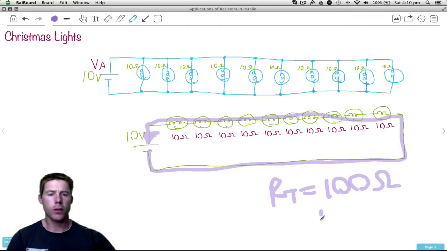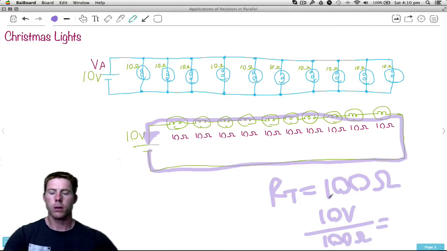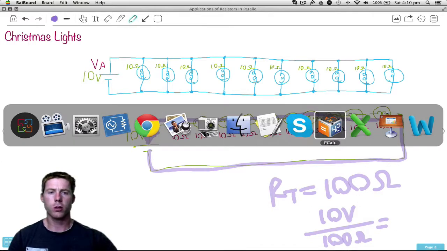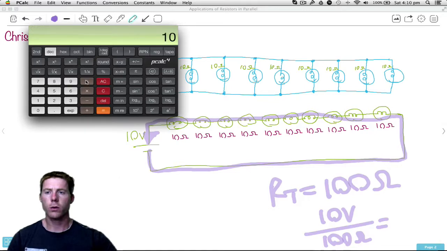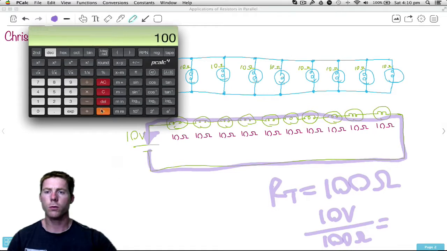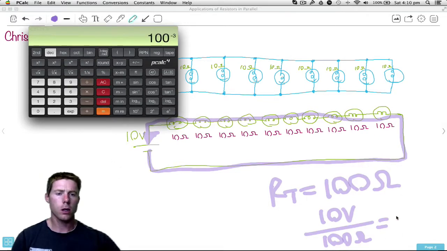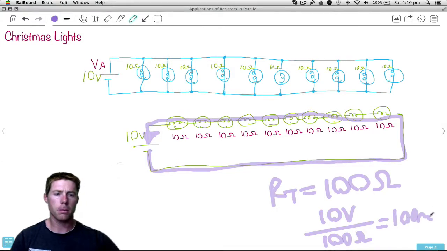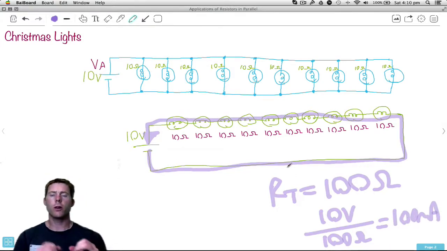If there's 10 volts over here, 10 volts divided by 100 ohms. Can pull that up on the calculator just to make sure we're doing this correct. 10 volts divided by 100 should be 100 milliamps. There it is. 100 milliamps of current. So those lights would be glowing a certain brightness.